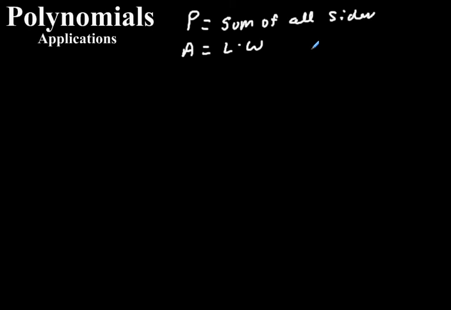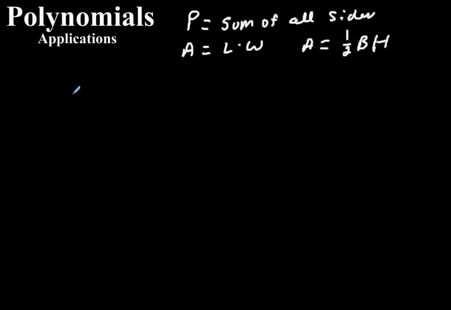Today's lesson is on polynomials and their real-life applications. To begin, we need some formulas that we can use. Let's do perimeter. Perimeter is generally known as the sum of all sides. So let's write that up there, and let's also use area. Area of a rectangle would be length times width. Area of a triangle would be 1/2 base times height. Okay, let's start there.